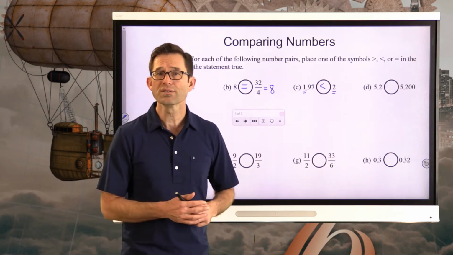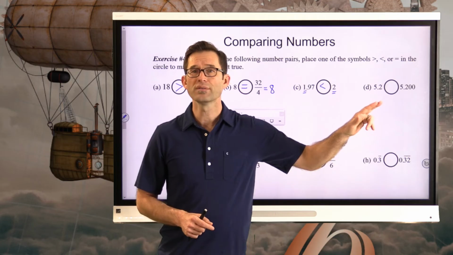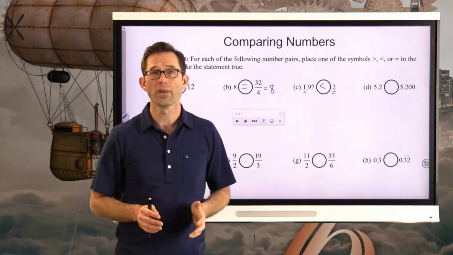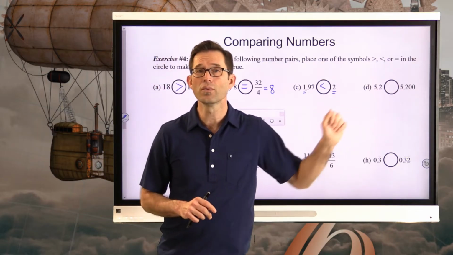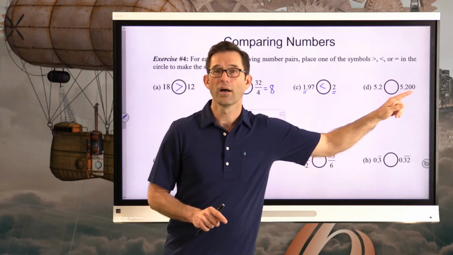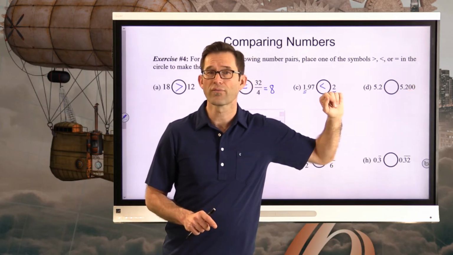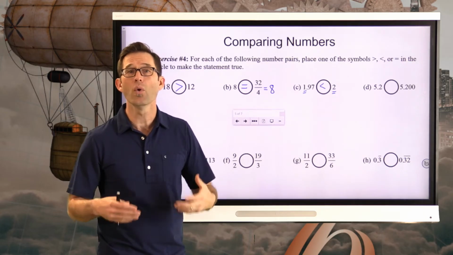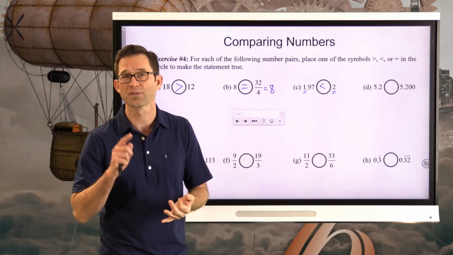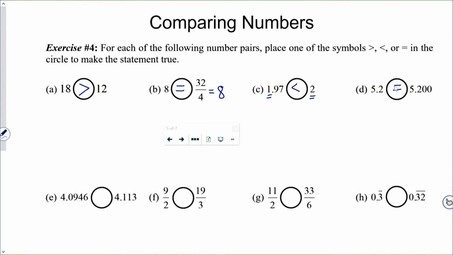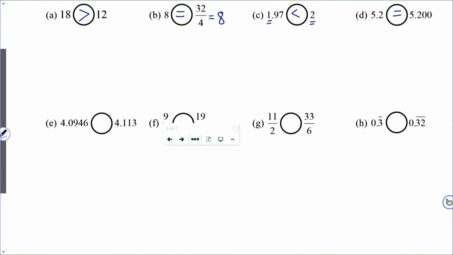All right, well, let's talk about letter D. 5.2 versus 5.200. This one's extremely important. You've got to look at these two numbers and you've got to know those are equal, right? I can tack on 0 after 0 after 0 after the decimal place and it makes no difference because I'm literally adding on no additional hundredths, thousandths, 10,000ths, etc. So these two are identical numbers. All right? They may not look identical, but they certainly are identical.